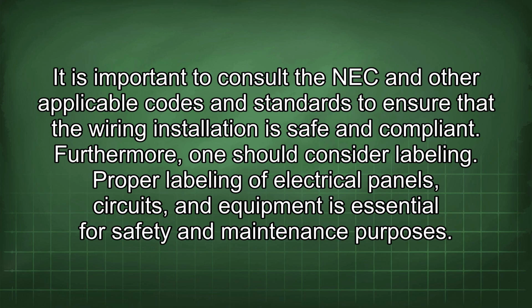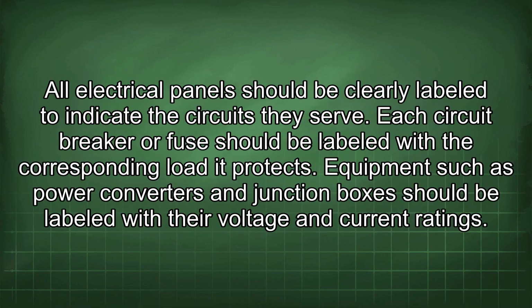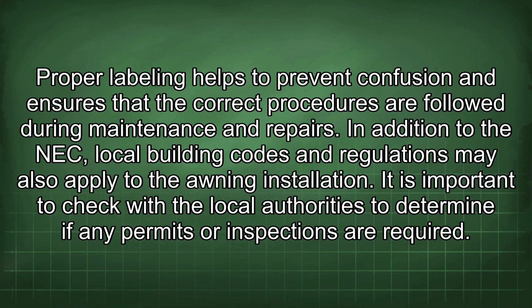Proper labeling of electrical panels, circuits, and equipment is essential for safety and maintenance purposes. All electrical panels should be clearly labeled to indicate the circuits they serve. Each circuit breaker or fuse should be labeled with the corresponding load it protects. Equipment such as power converters and junction boxes should be labeled with their voltage and current ratings. Proper labeling helps to prevent confusion and ensures that the correct procedures are followed during maintenance and repairs.